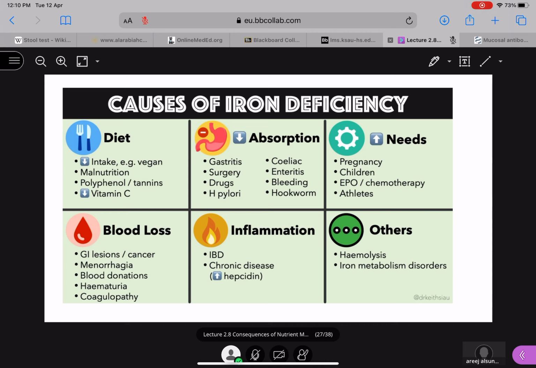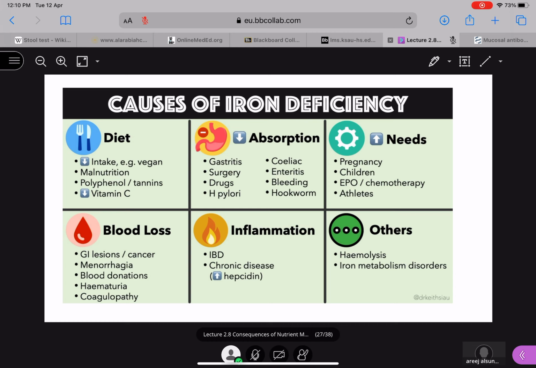Blood loss from GI, from menorrhagia, from cancer, from hematuria or coagulopathy, any cause of blood loss, or a problem in absorption. As we said, iron is absorbed through special receptors in the enterocyte. So if we have a problem in the brush border where this receptor is lost, then you will have malabsorption, as in celiac disease, enteritis, and H. pylori.